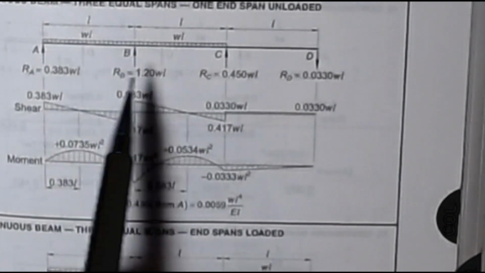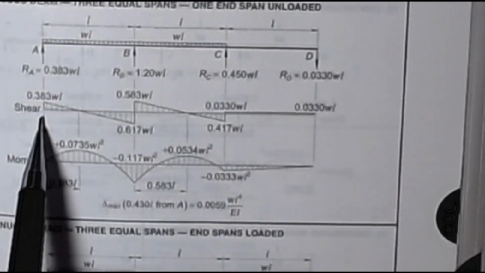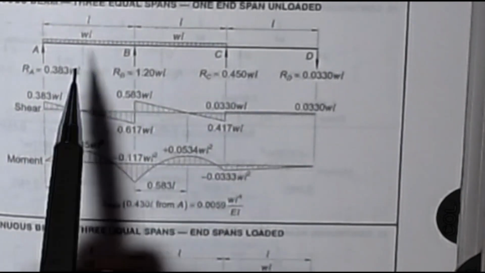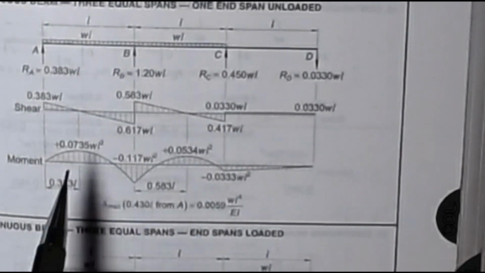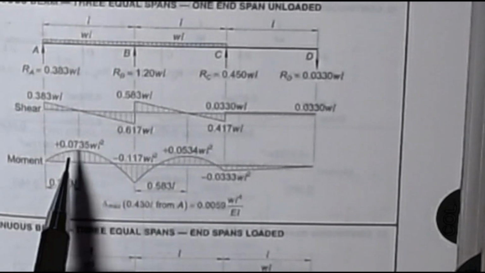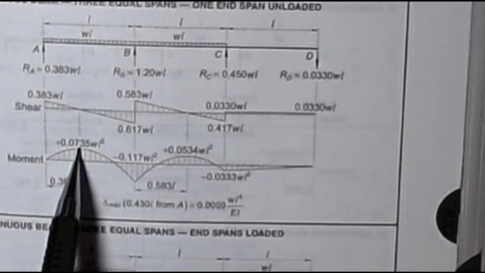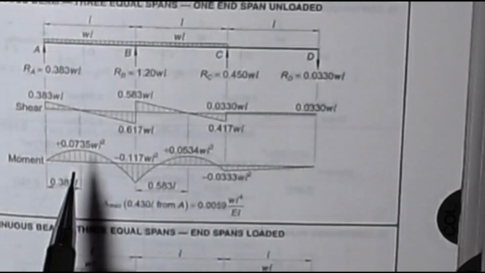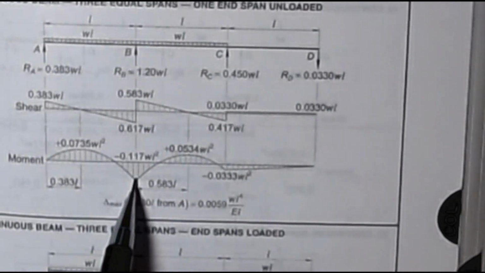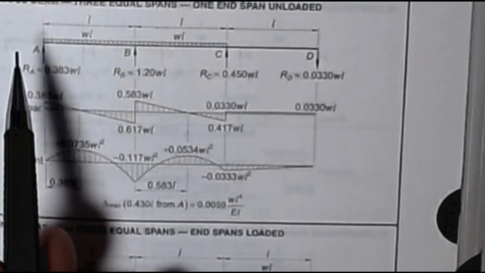And going one step further, once you have these reactions tallied, I can go in and draw the shear diagram for this particular load case, a 3-span load case. Then if I have the shear diagram, I can do the same thing for the moment, and they give you the values. So at this support, here's the value of the moment at 0.0735 WL squared. Here's the negative moment, minus 0.117 WL squared. And it's the moment diagram that comes from this loading.